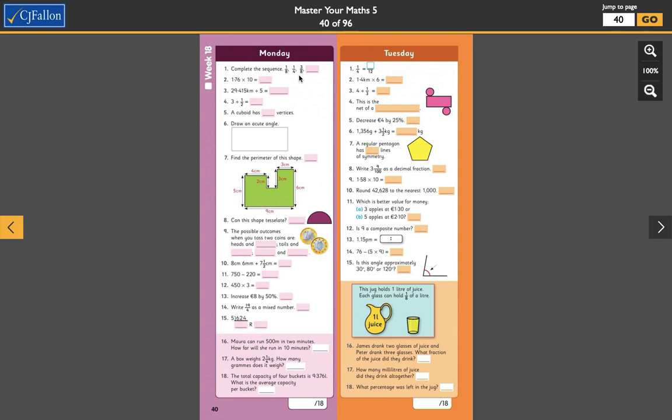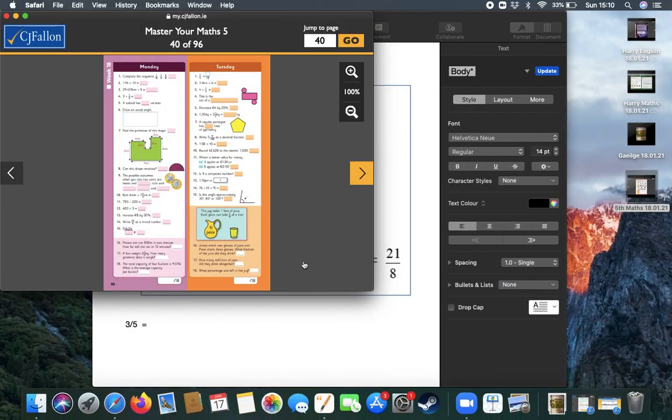Now, my piece of advice for you with this one is you need to change this quarter into eighths so that everything you're dealing with is an eighth, so that you can see clearly whether it's increasing, decreasing, and by how much, and then that will help you here. So I'm not going to show you how to change a quarter into an eighth, but I'm going to do it with a different fraction just to show you how to do it.